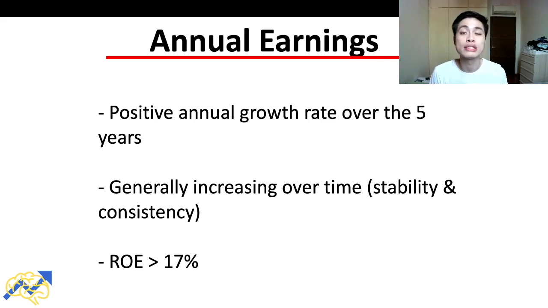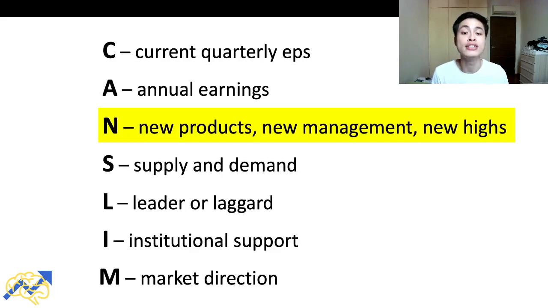The reason why we want to see these growth rates increase every year for the past few years is because this shows that the company has stability and consistency in terms of its earnings. And on top of annual earnings, we also want to see the company having a ROE, or return on equity, of more than 17%. The third criteria is new products, new management, or new highs.